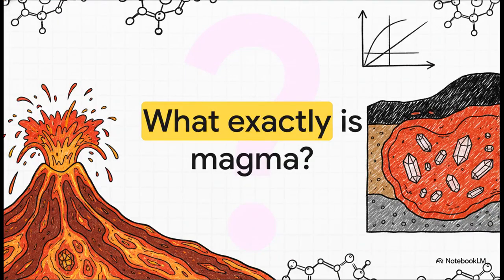Okay, let's dive into this by asking a really deceptively simple question. What exactly is magma? I mean, your mind probably jumps immediately to glowing red lava erupting from a volcano, right? Just some kind of uniform melted rock. But I want to challenge that basic understanding for a second. It's actually a lot more complex and, honestly, a lot more fascinating than just a river of melted stone.